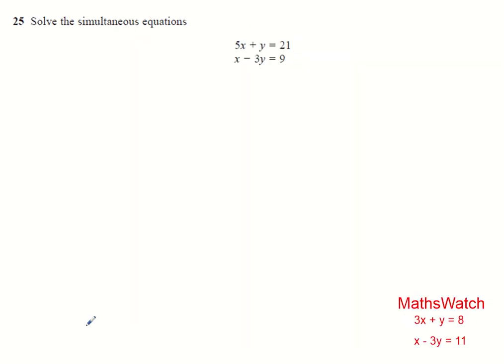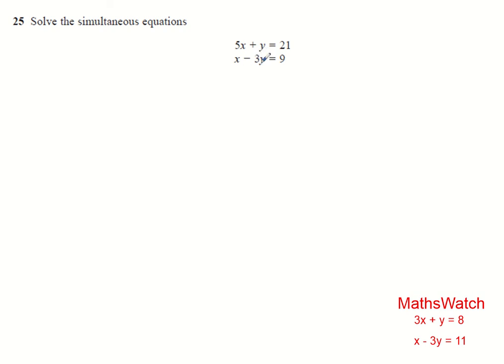Question 25. Solve the simultaneous equations 5x plus y equals 21 and x minus 3y equals 9. When we're solving a simultaneous equation, we need to make the numbers either in front of the x's or in front of the y's the same. And it doesn't matter which one you do, it just changes which part of the question you work out first. Now, you tend to find it easier if there are different symbols, or a plus and a minus. It tends to be easier to find out what they would be if they cancelled. So I'm going to make the y's the same in this question.